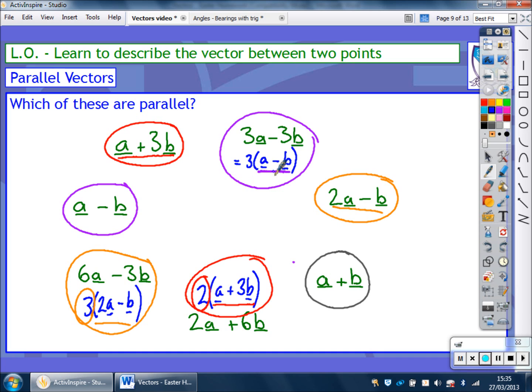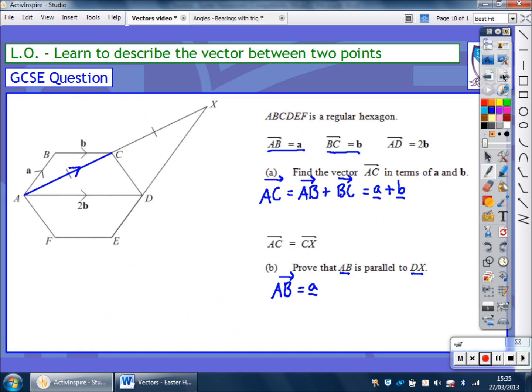So these two vectors were parallel because they had the same vector, but we just times this one by a number, and so it was just 3 times bigger. So if DX is 2a or 3a or 4a or 5a or any other number times a, then it's going to be parallel to AB. But we need to obviously find out what DX is first.